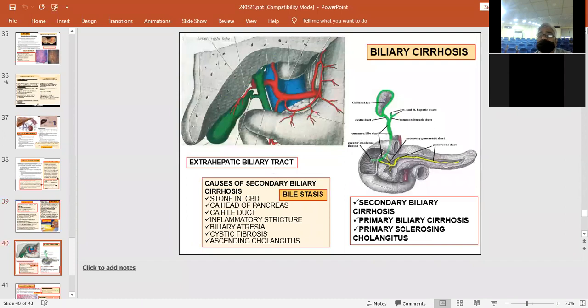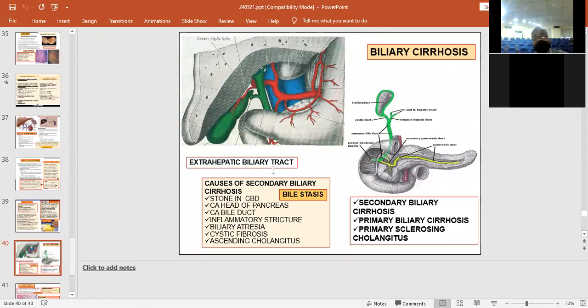So moving on, as there are just 6 minutes left, the last topic is biliary cirrhosis. It could be secondary biliary cirrhosis, primary biliary cirrhosis, or primary sclerosing cholangitis. You can read it from the books, but I want to give you the summary of the whole liver now, because only 5 minutes are left.